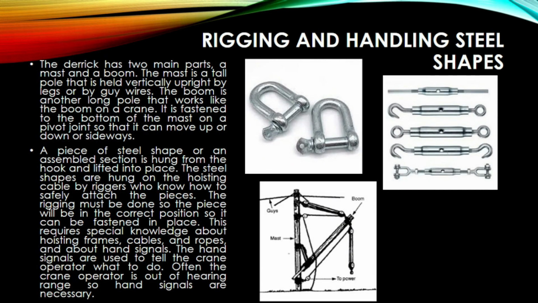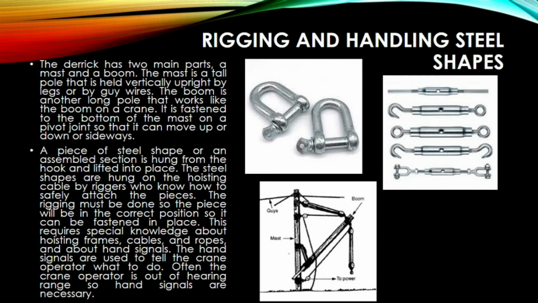The derrick has two main parts, a mast and a boom. The mast is a tall pole that is held vertically upright by legs or by guy wires. The boom is another long pole that works like the boom on a crane. It is fastened to the bottom of the mast on a pivot point so that it can move up or down or sideways.